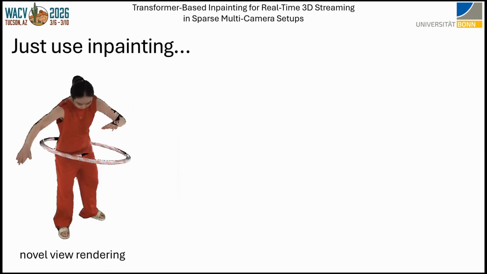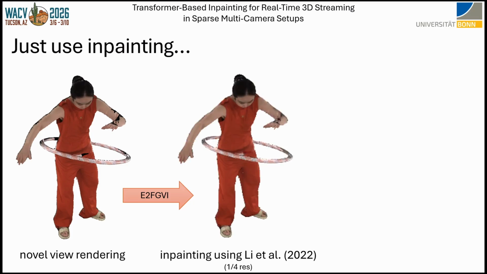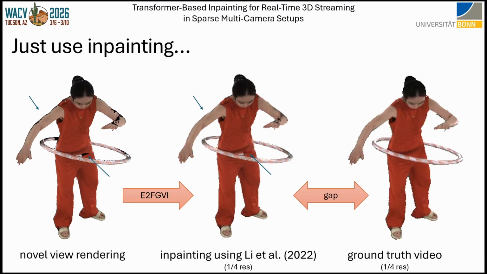A simple solution is to apply an existing inpainting method as a post-processing step. Here we show an example using E2FGV, a fast image inpainting approach. Some missing areas are filled successfully, such as parts of the arm and the torso. However, differences compared to the ground truth remain visible. Larger missing regions often appear darker and contain noticeable noise.